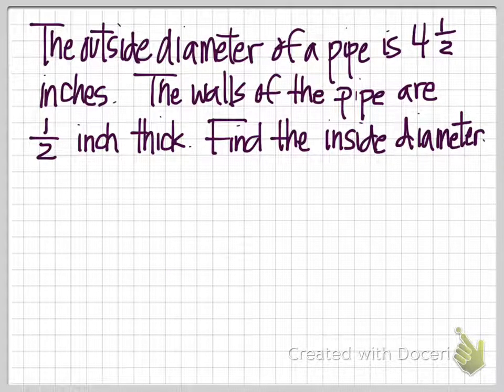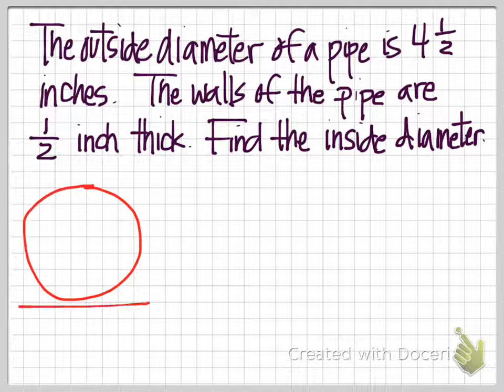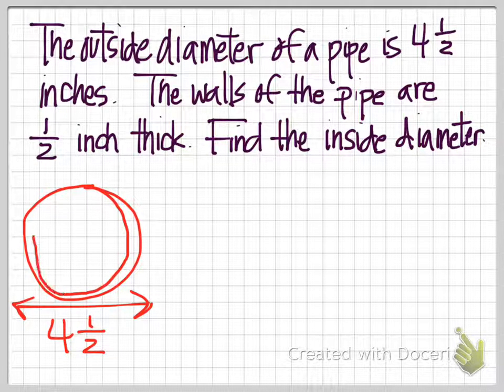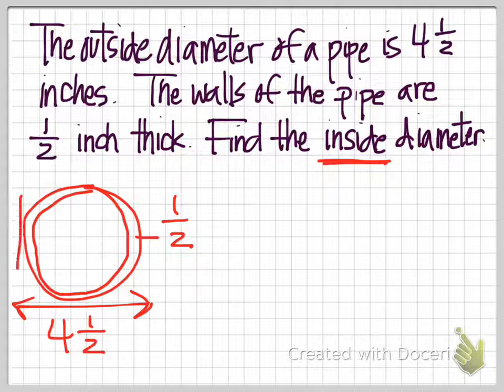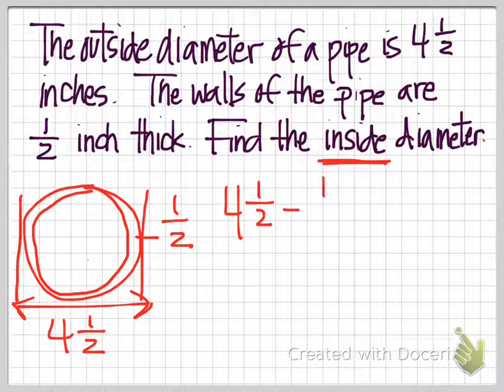Our next problem is a little tricky, and it's about a pipe. The outside diameter of a pipe, I'm going to draw us a pipe, and the outside diameter of this pipe is 4.5 inches. Now the walls of the pipe inside are 1/2 inch thick. Find the inside diameter. So if we know the outside diameter, and we also know that the wall is 1/2 inch thick, what we need to do is take the total and subtract the thickness of the wall, which is 1/2 inch.